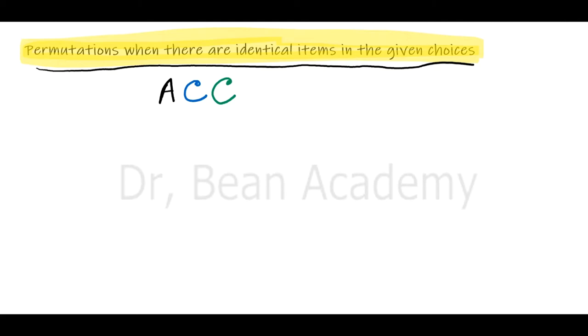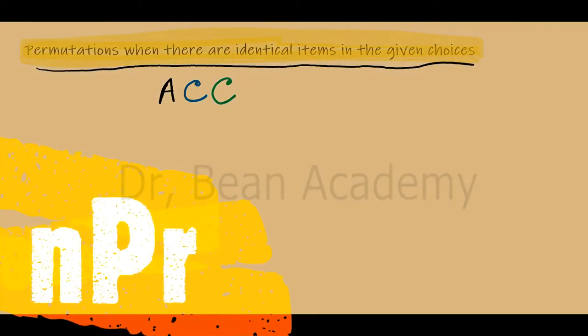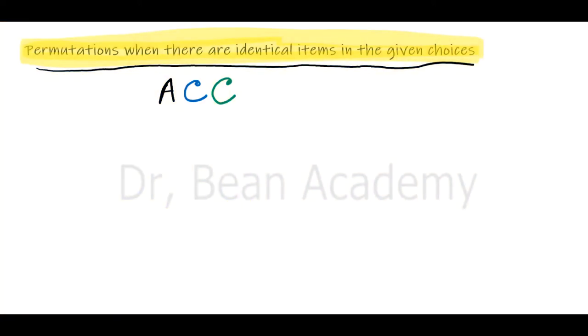Let's do it manually, because it's necessary to understand what the actual problem is when there are identical items in the given choices, because you can't use that simple formula nPr to calculate the number of choices, as you will see later. So let's see how many permutations I can make from these three given choices, and I will do it manually. First is of course this one, let's assume: A, C and C.